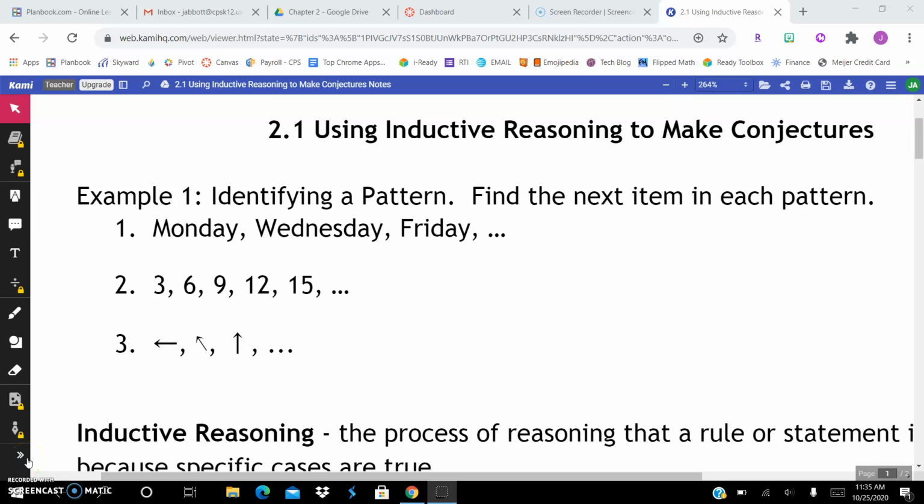Starting off chapter 2, we are going to use inductive reasoning to make conjectures. So example 1 says identifying a pattern, find the next item in the pattern. Number 1 is Monday, Wednesday, Friday. What comes next? Well, if we think about that list of days of the week, it is skipping every other day.